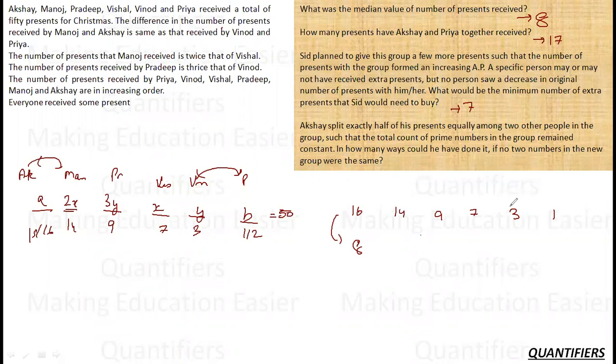In how many ways could he have done it if no two numbers were the same? So he has to distribute 4 each. See, if he distributes 4 to this, it will become 18. So in any way, I am not going to allot this. These two are already prime numbers. So if I give 4 to this, 4 to this, 11 and 7, this is one possible case: 1, 7, 11, 9, 14 and 16. What is the other possible case?